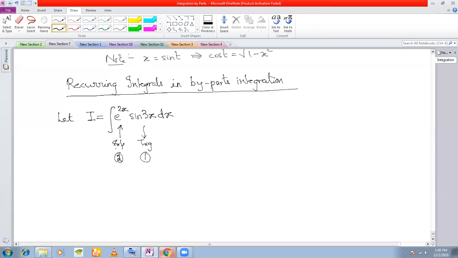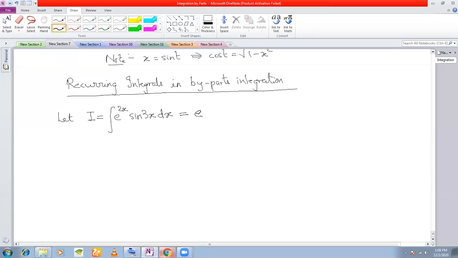You can do it any way you want. That is, you can take this as your first function and this as your second function, or the other way around. Whenever you see this kind of an integral, e to the power of ax sine bx, what you do here is you can take e to the power of 2x as your first function.